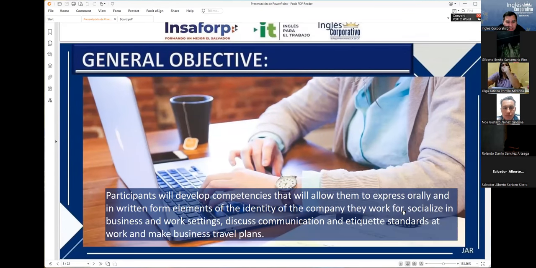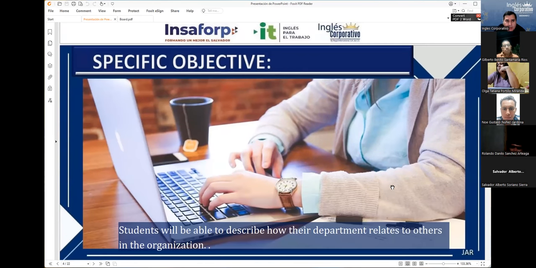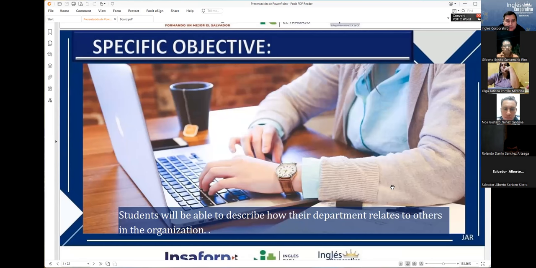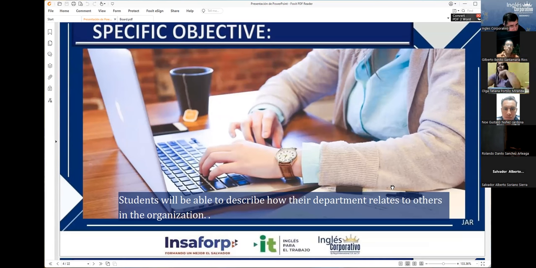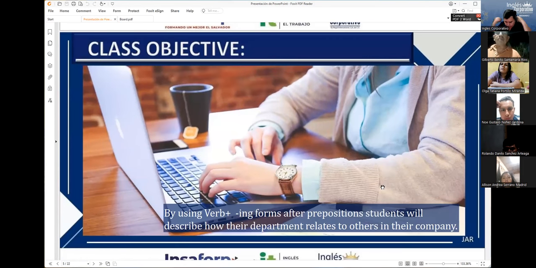This is the general objective. This is the specific objective. And this is the class objective. Okay, by using verb plus ing forms after prepositions, students will describe how their department relates to others in their company, okay?